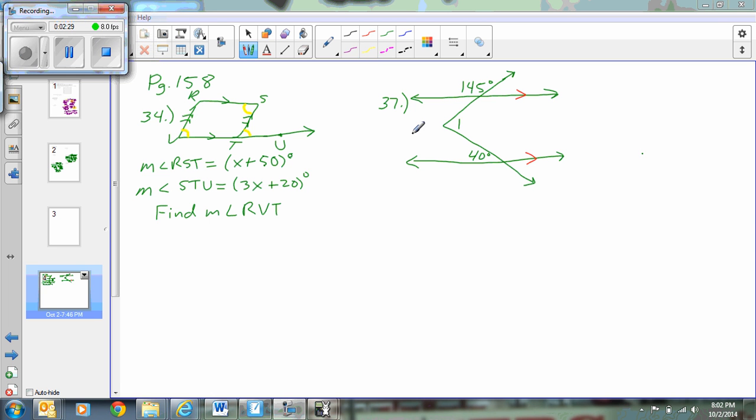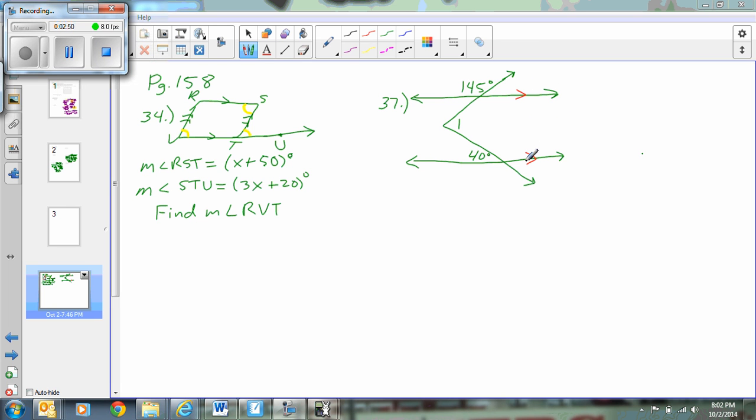All right, moving on to number 37. This is the diagram in your book. We're being asked to find the measure of angle 1 right here. Okay, so a little trick that you may not have thought of. What we're going to do is we're going to add a line to this diagram. I'm going to draw a line right through angle 1 that just happens to be parallel to these two lines.